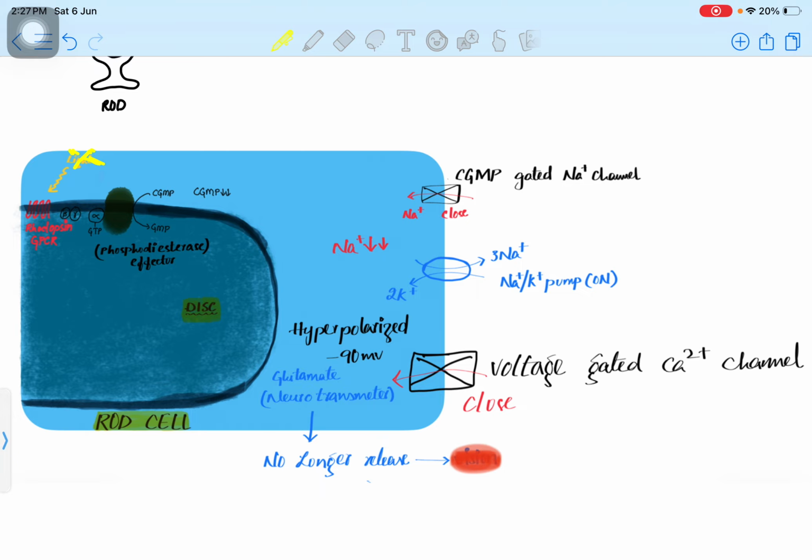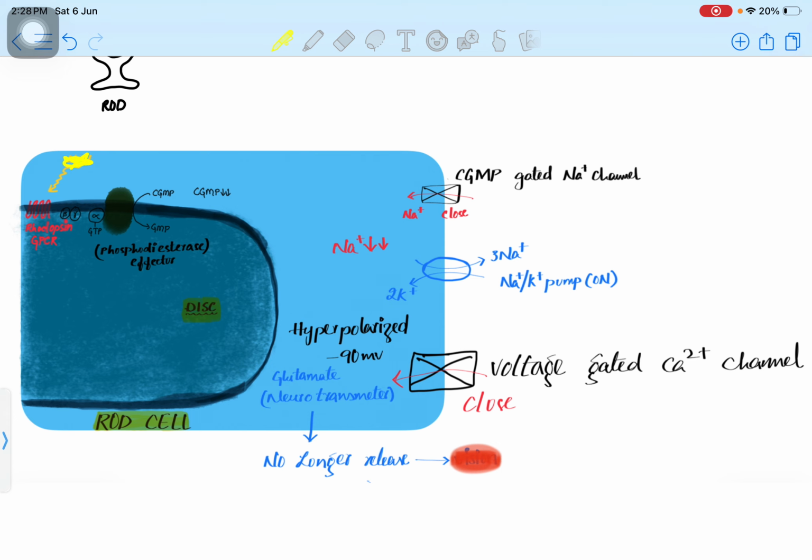In this condition, what will happen? The light will not fall on the GPCR rhodopsin. GPCR and rhodopsin are the same: rhodopsin is our GPCR, GPCR is our rhodopsin. So when the light is falling, only then the GPCR rhodopsin is activated, meaning the photon is activating the GPCR, and alpha gets activated.